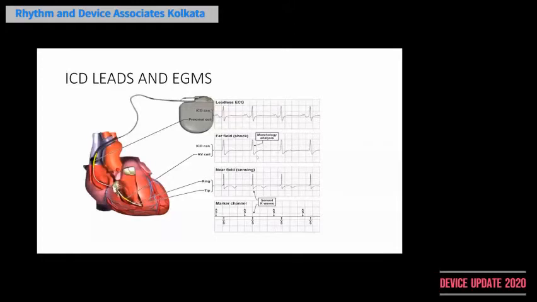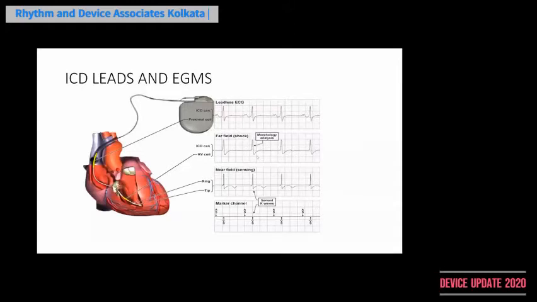And then there is a far field ECG, which is between the ICD can and the RV coil. This is mostly used for morphology analysis, to differentiate between VT and SVT by morphology matching and accordingly decide the therapies by the ICD. Another thing we see is a marker channel. In short, the marker channel shows what the ICD makes out of the tracings.